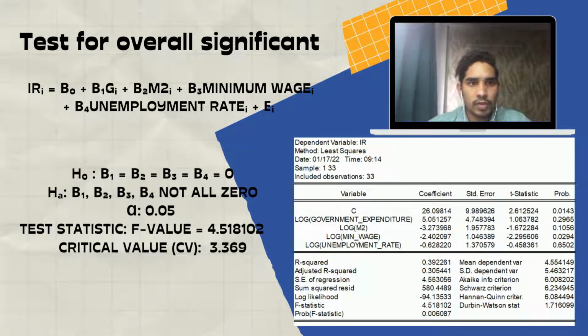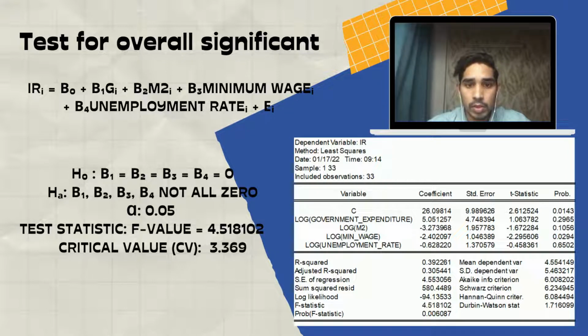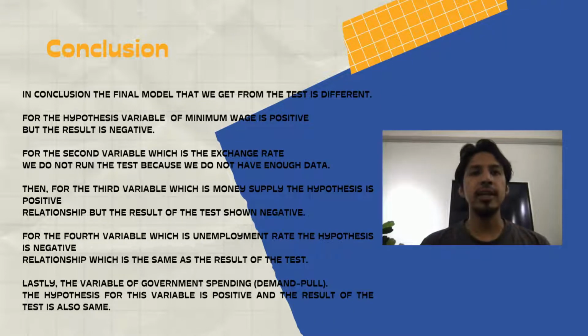Finally, as a result for the test on overall significance, the rejection area is to the right of the critical value on the F distribution. The test statistic value is more than the critical value, so we decide to reject the H0. Therefore, there is an overall significance of the model. For the conclusion, the final model that we get from the test is varied. The hypothesis for the variable of minimum wage is positive, but the result is otherwise negative.